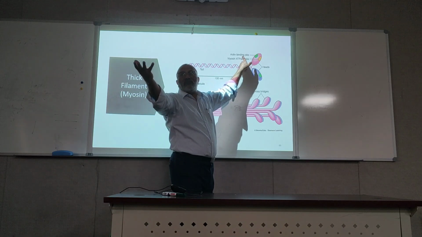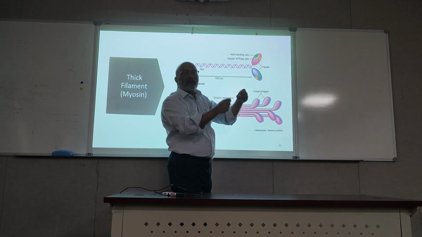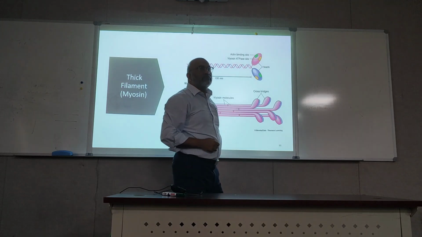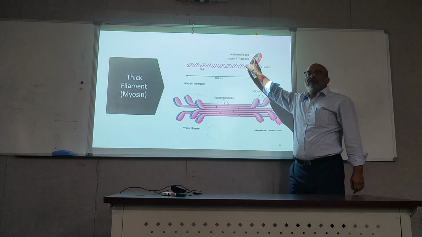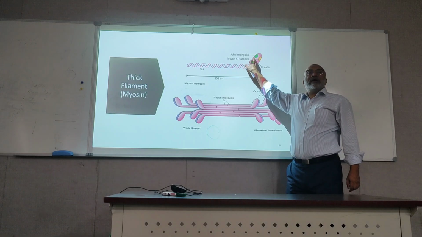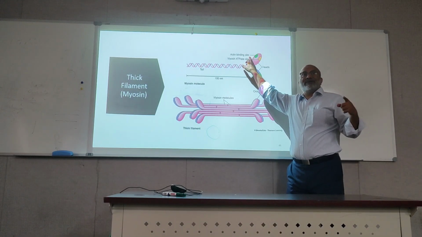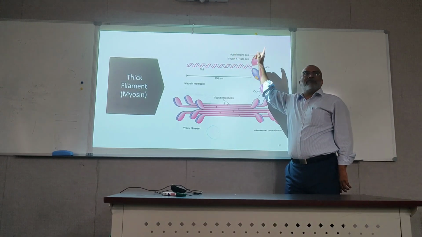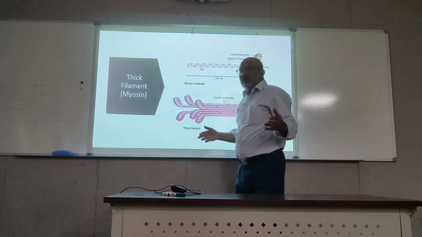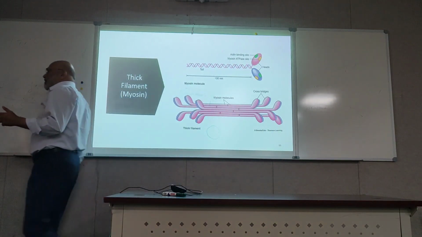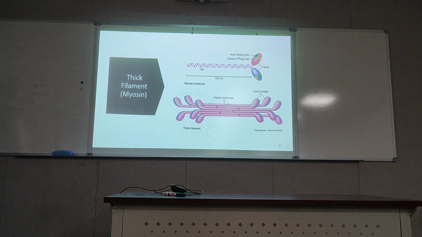Breaking the ATP. Number one, breaking the ATP to produce energy. For what? Contraction. Number two, look at this. To bind with the thin filament, which is actin. So it binds with the thin filament and releases energy. How the contraction takes place, this is what we are going to pass through.